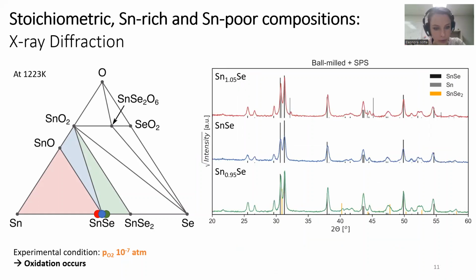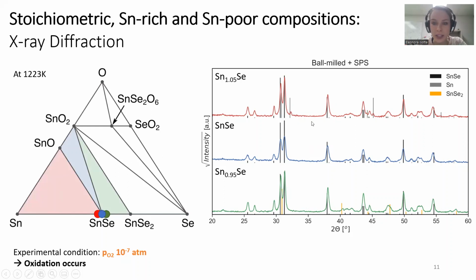So as I said, we prepared samples in the stoichiometric, tin-rich, and tin-poor compositions. For the stoichiometric, we see that we have all the reflections of tin selenide. For tin-rich, we also see reflections corresponding to tin, while for tin-poor, some reflections corresponding to tin diselenide. So for the tin-rich and the tin-poor, we are confident that we ended up in the desired region of the phase diagram because we do indeed see the other secondary phase.